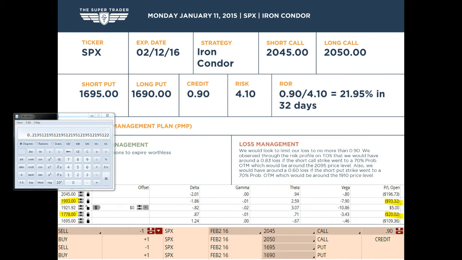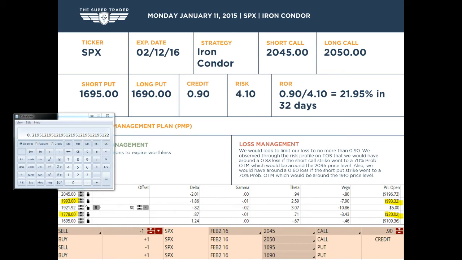That's beautiful. As far as my loss management and profit management are concerned, my position management plan has two forms of management: loss management and profit management. As far as profit management, we will typically allow those to expire worthless. Truthfully, there's nothing wrong with buying it back for 5-10 cents, but that does add up over the course of a year. You're giving back an entire month's worth of premium if you're doing that.